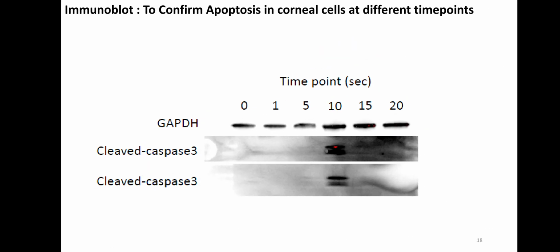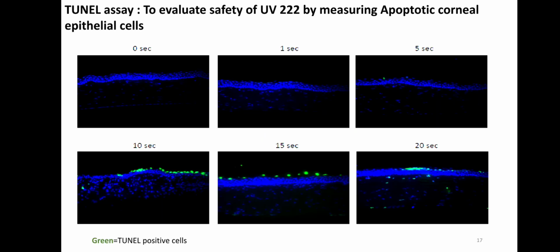Same here in this picture, I also explain to you. In this TUNEL assay, we can see that only the first layer of the corneal epithelium is okay up to 5 seconds, but later the first layer has some dying cells.